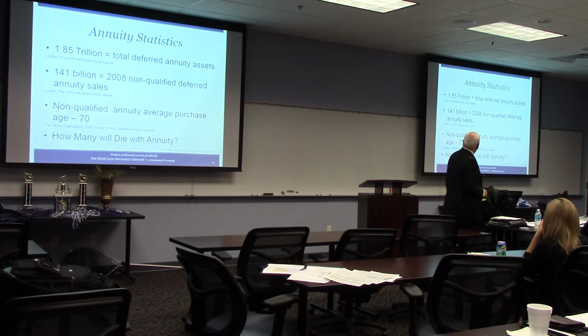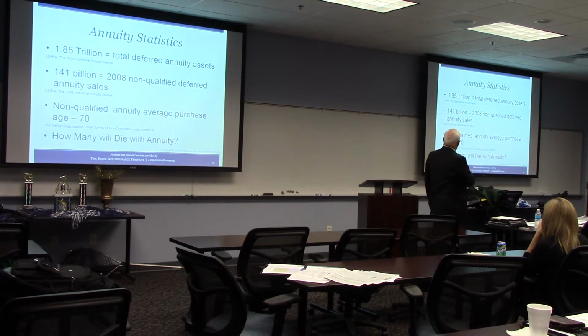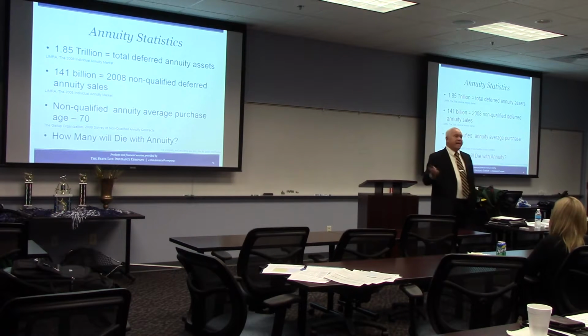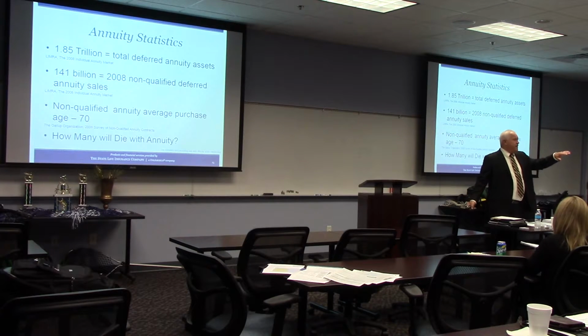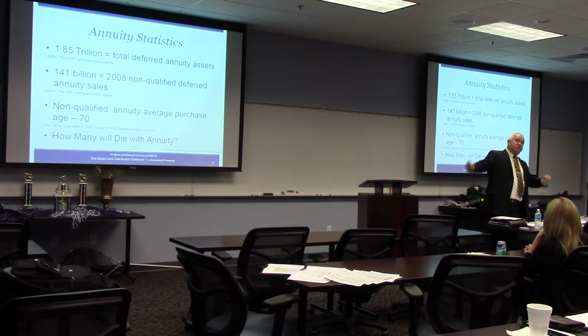Let's get off of the life side for a minute. I mentioned earlier, this number's a little old. As of 2013, there's over $2 trillion in annuity assets in the United States. A lot of people bought annuities thinking that they would benefit for two reasons. Number one, the accumulation phase, a nice safe place, tax deferred buildup. And number two, the distribution phase, you can get income for life.